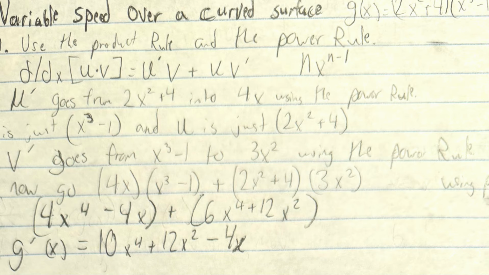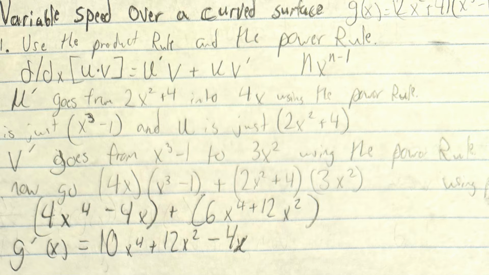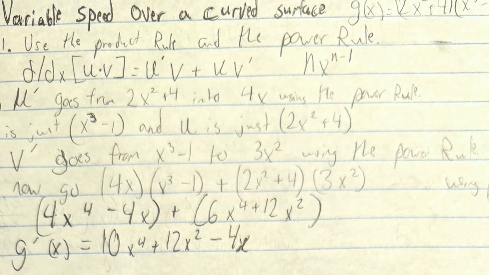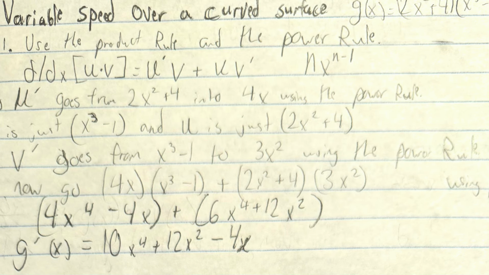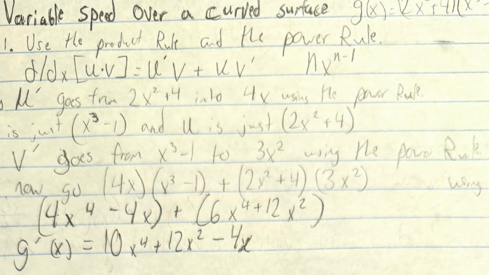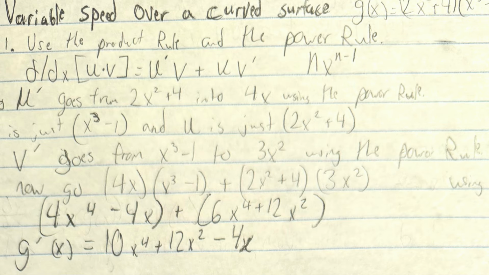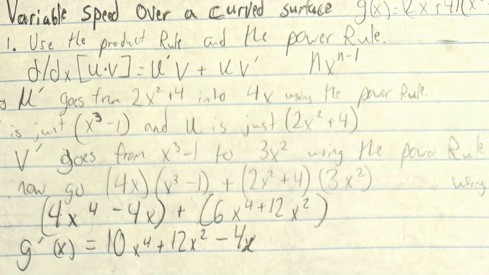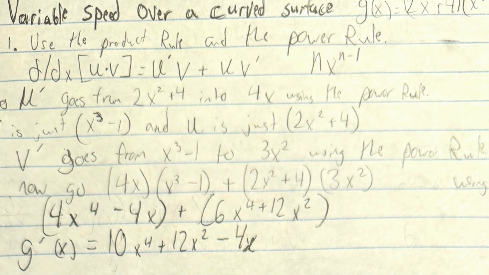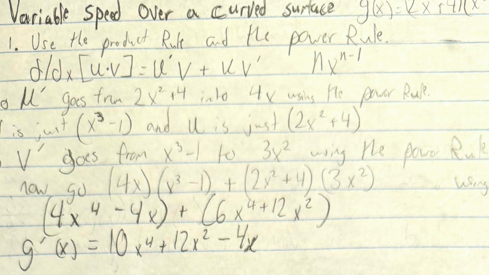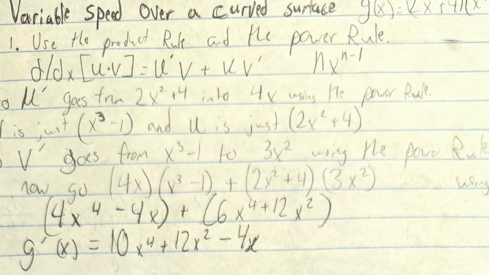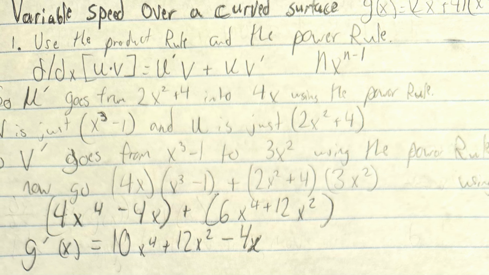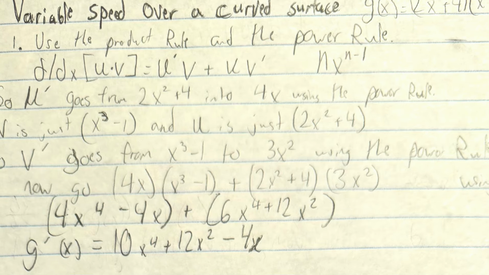And so for the u, we know the derivative of u, where the inside is 2x to the power of 2 plus 4, you would just turn that into 4x using the power rule, because you would put that 2 times the 2, and then that power of 2 just turns into 1, so you really just get 4x because the constant goes away. So the derivative of u is just 4x.